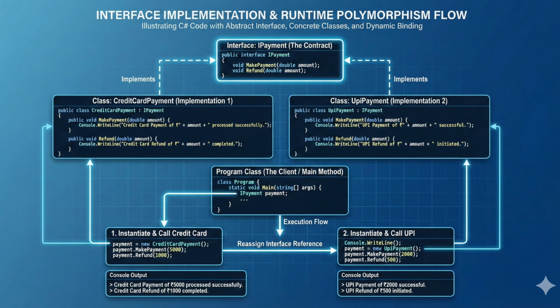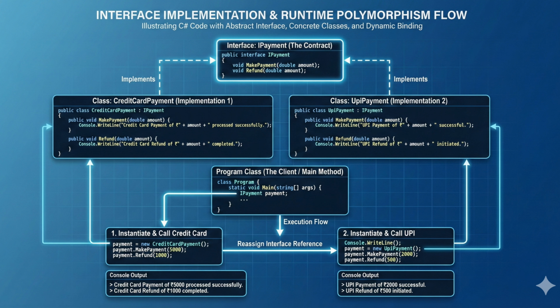At the top center, we can see the interface IPayment, which is labeled as the contract. This interface defines two methods: make payment and refund. These methods do not contain any logic. They only define what operations must be supported by every payment method in the system. This means the interface does not explain how the payment is processed or how the refund is handled. It simply declares that these operations must exist. This is the pure form of abstraction, where implementation details are completely hidden.